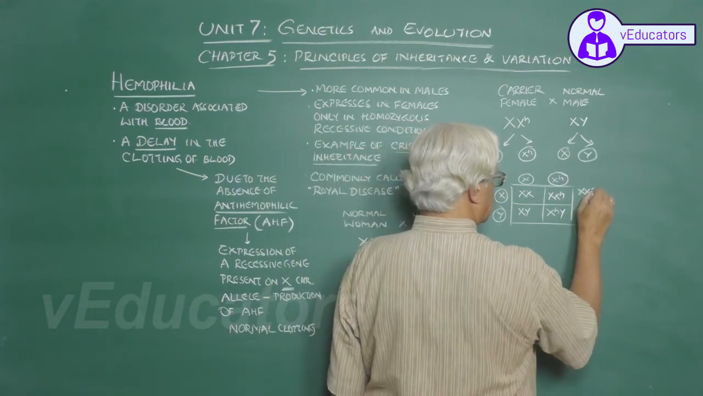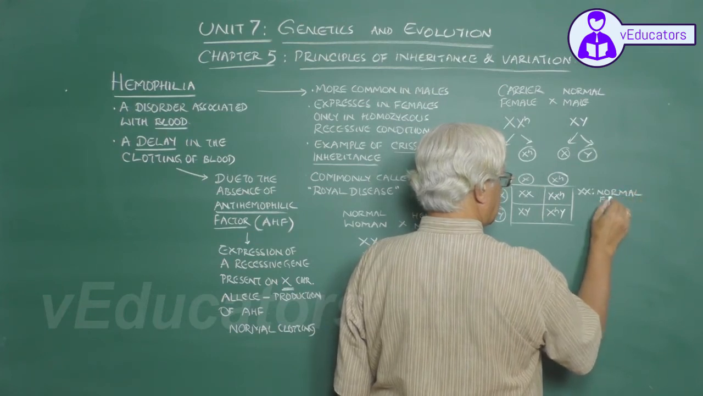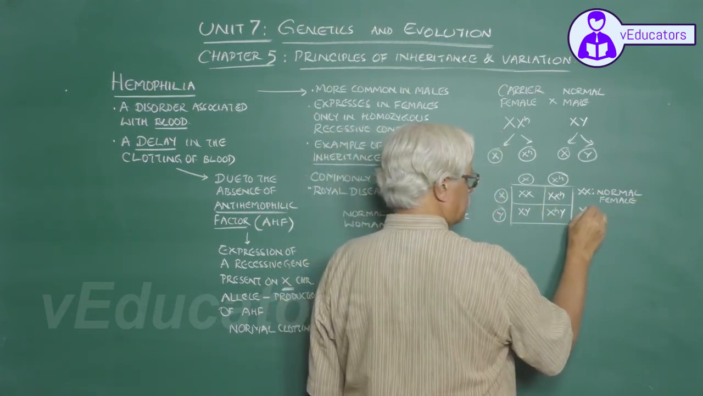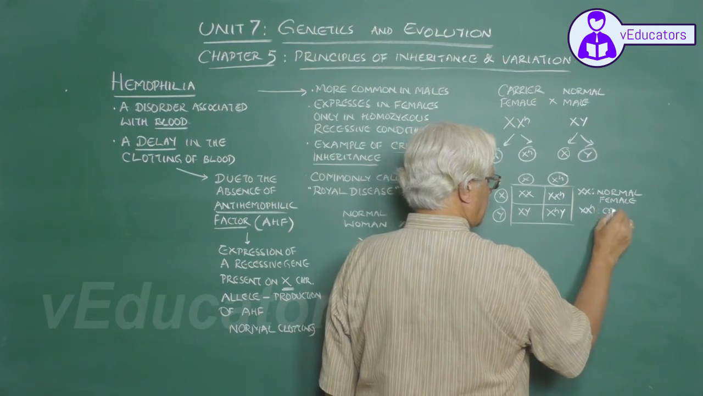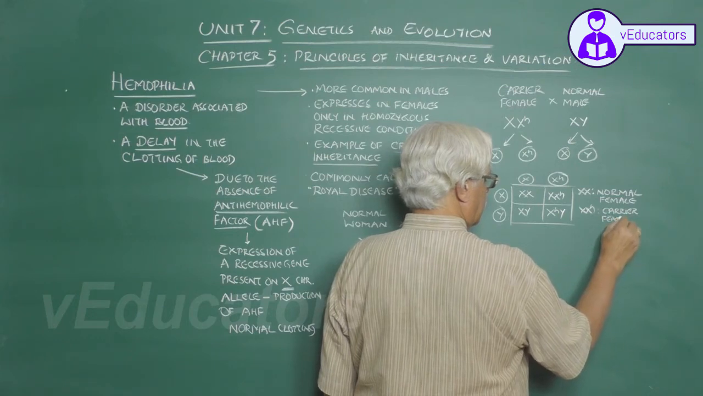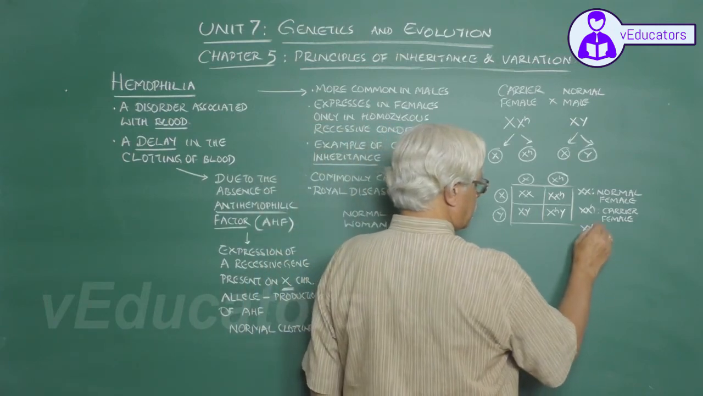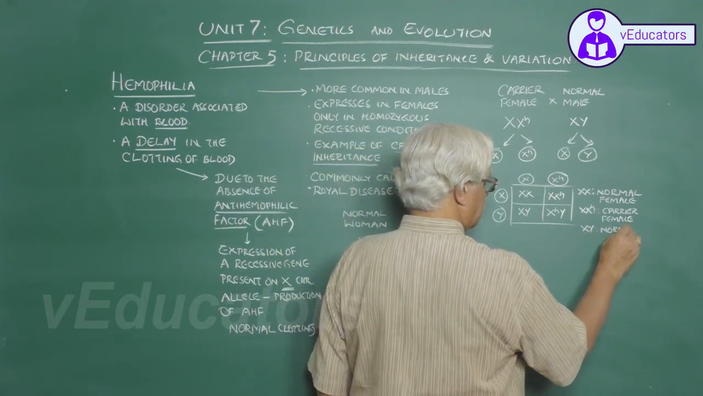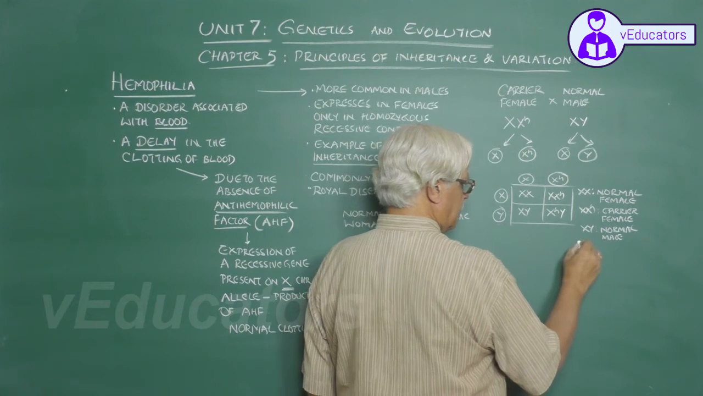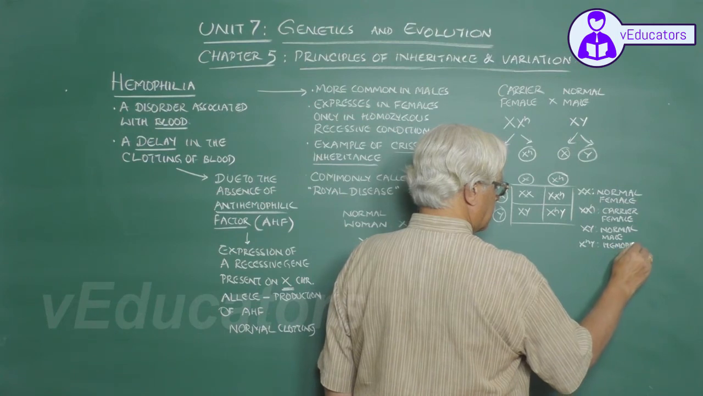XX is normal female, XXH carrier female, XY normal male, XHY hemophiliac male.